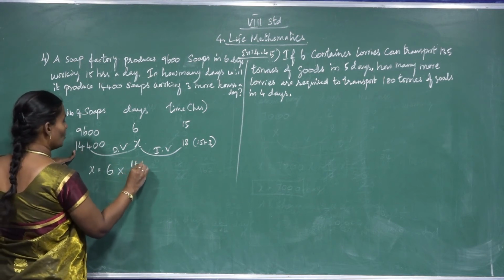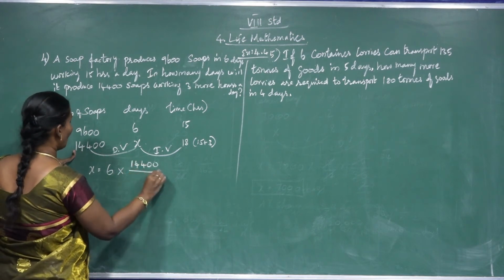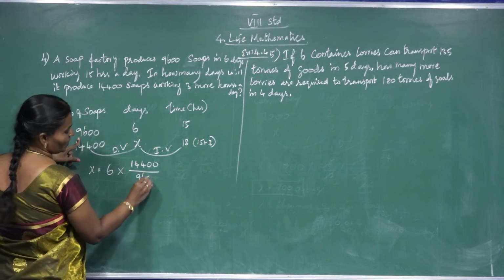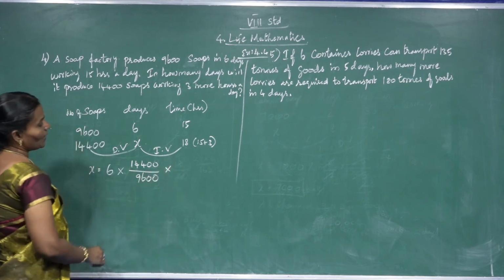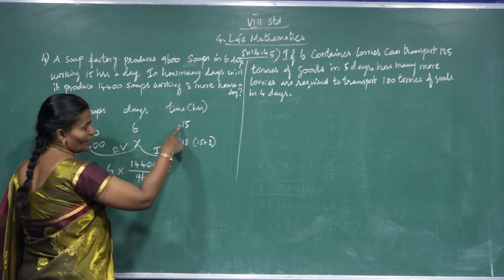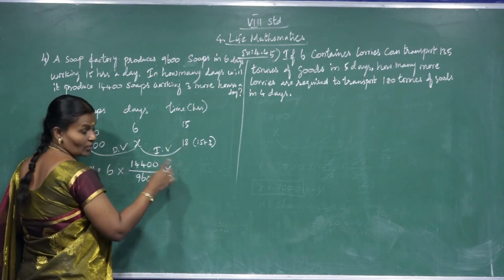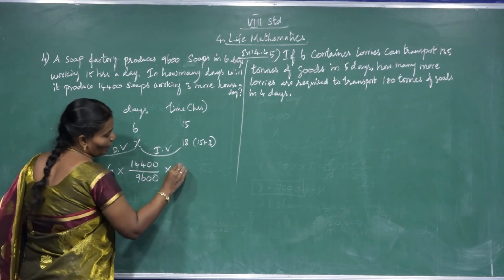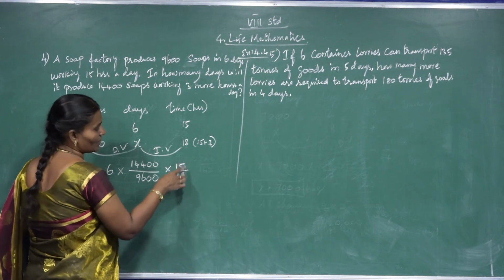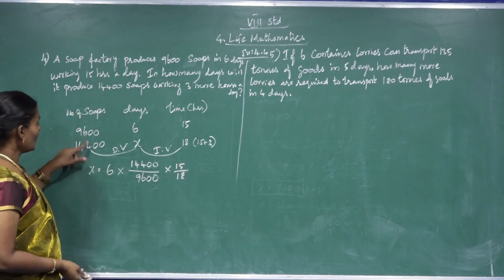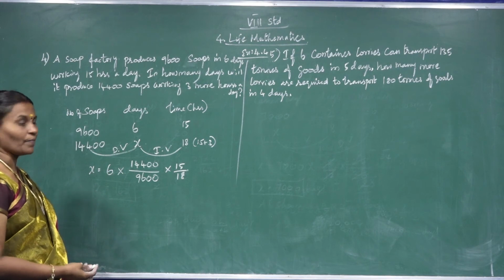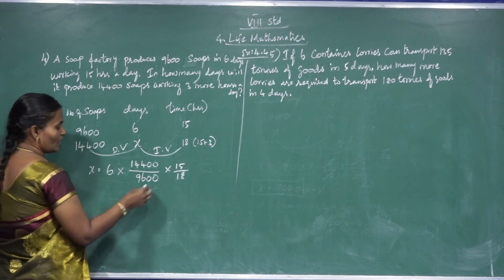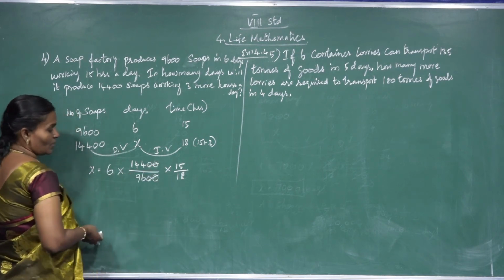So 14,400 by 9,600 multiple. Inverse variation. Here the first one is numerator, the second one is in the denominator. So 15 by 18. That means as it is. Okay. So here only in reciprocal. And now cancel here 2 zeros cancel.